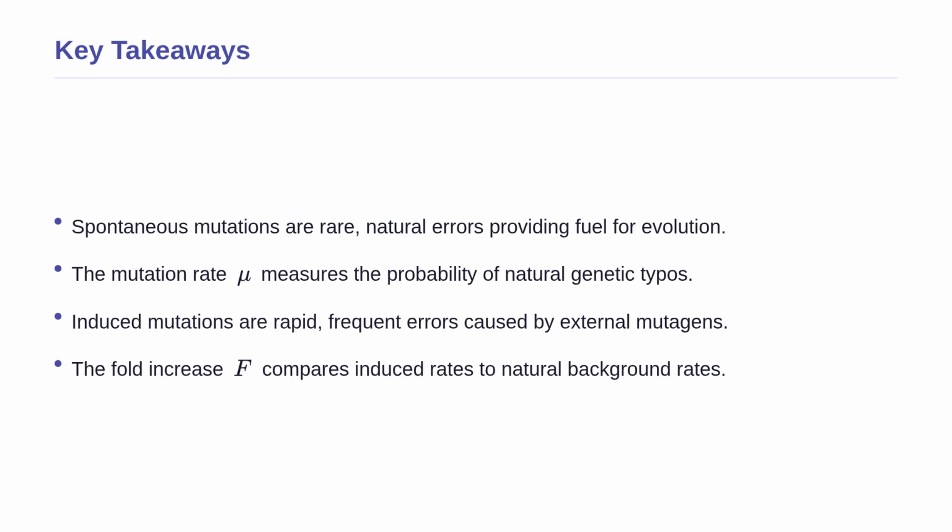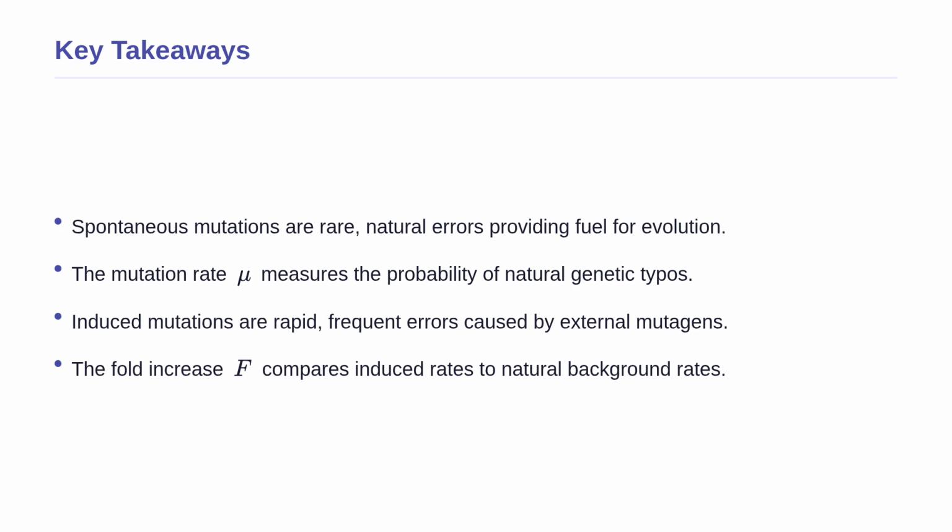We have covered a lot of ground today, so let us summarize the most important ideas. First, remember that spontaneous mutations are the rare, unavoidable typos made by the cell's own machinery. While they can cause disease, they are fundamentally the slow and steady fuel for all evolution. Second, we learned how to calculate the mutation rate to measure the probability of these natural errors.